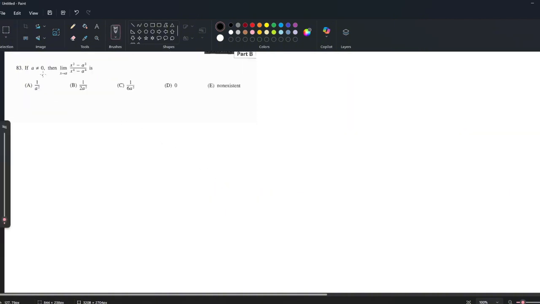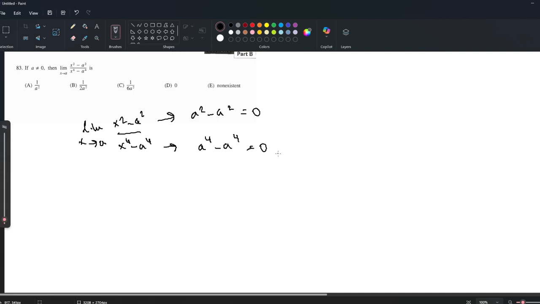For 83, if a cannot equal 0, then what is the limit as x approaches a of all this fine stuff right here? So I'm first going to approach this using direct substitution. So once I plug it in, it's going to be a squared minus a squared, which is going to be 0. And I plug it into here, it's going to be a to the 4th minus a to the 4th, which is going to equal 0. So I'm going to get an indeterminate form.